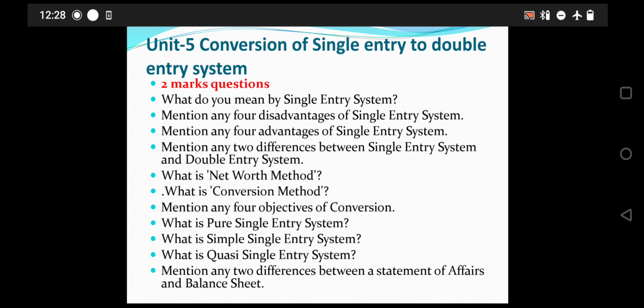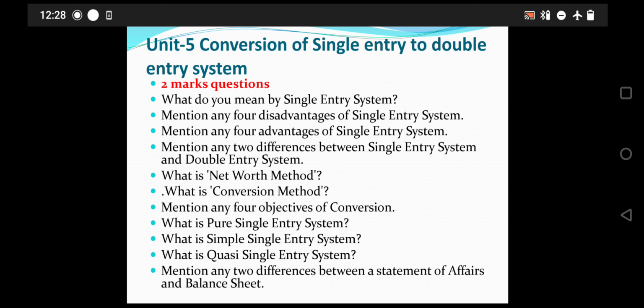And single entry system encourages fraud, and rectification of errors is very difficult in single entry system. Comparison of financial details of one company to another company, or the same company for different periods, is also very difficult under single entry system. And under single entry system, the statistics or the details which I require to take major decisions will not be available completely. So it will not give complete business statistics.